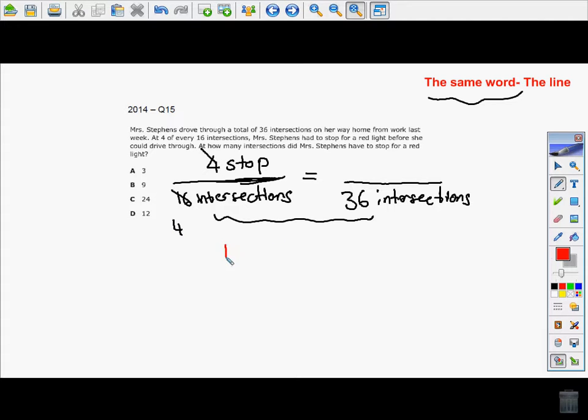So, let me bring it down here. 1 over 4 is going to be an equal fraction as 36 over x. 4 goes into 36 how many times? 9 times. So, whatever I do at the bottom, I have to do at the top. So, it's going to be 9 times. That means she's going to stop 9 times.